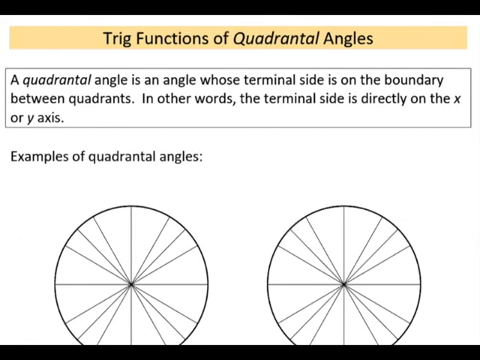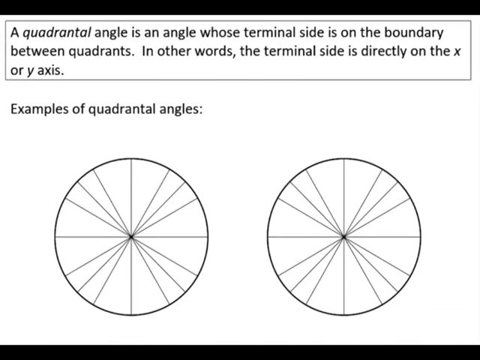Let's look at quadrantal angles. This may be a new word to you. The quadrantal angle is an angle whose terminal side is on the boundary between quadrants. Well, what does that mean? The boundary between quadrants are the x and y axes. So, for example, 90 degrees. That's right on the y-axis. Here's 180. Here's 270. Here's 0 or 360. And these are special because we don't need to draw a triangle at all.